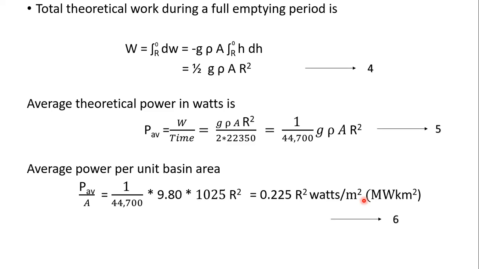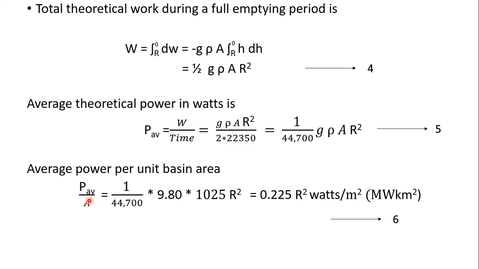So this is the average power per unit basin. Per single basin, it is the average power. So P average by A is per unit basin, that means A in the denominator means unit basin area. So this is the actual power generated by a real tidal system.